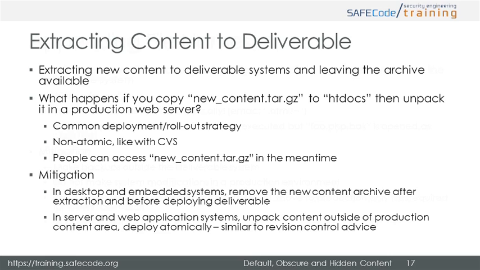First, before you deploy a system, remove any archives used to install or extract new content. The archive can be reused or repurposed for exploits. Second, on web servers, unpack content outside of the production environment content area. And, similar to revision control, only bring final content to production.